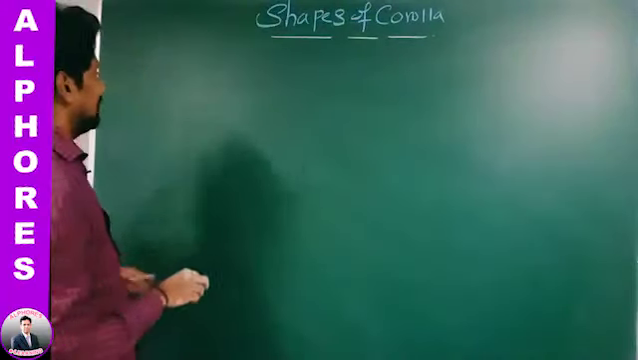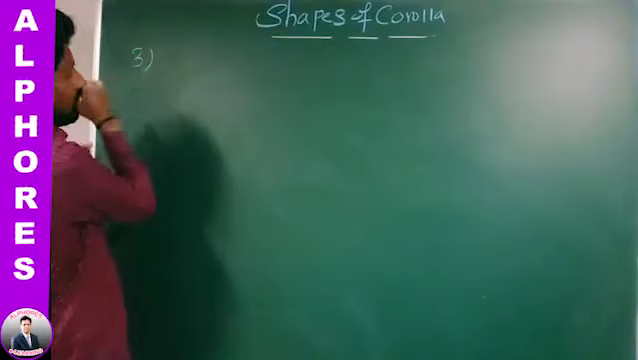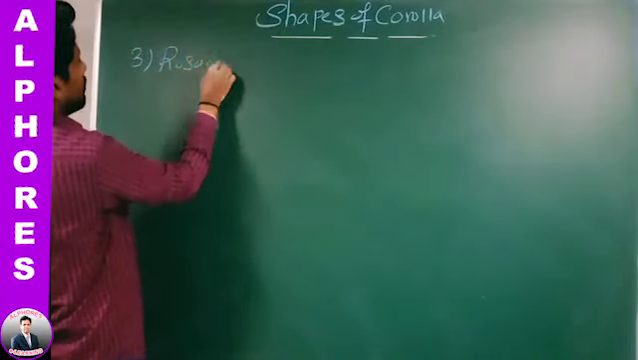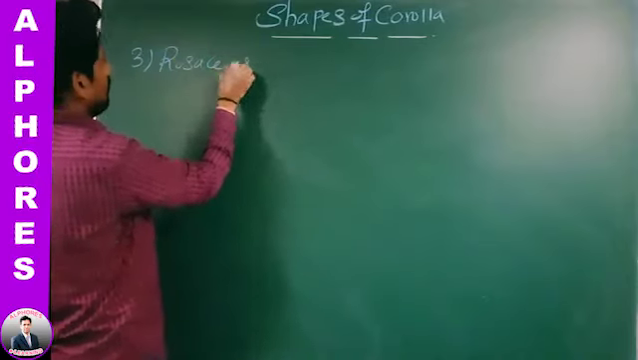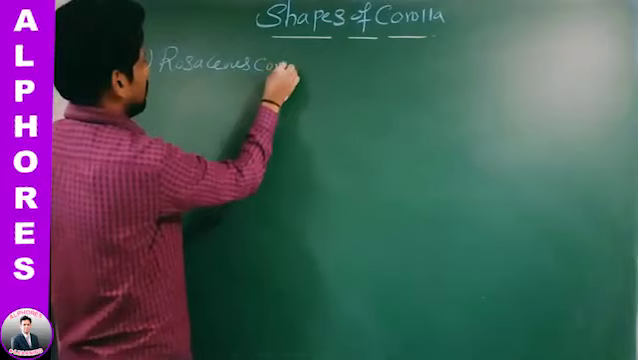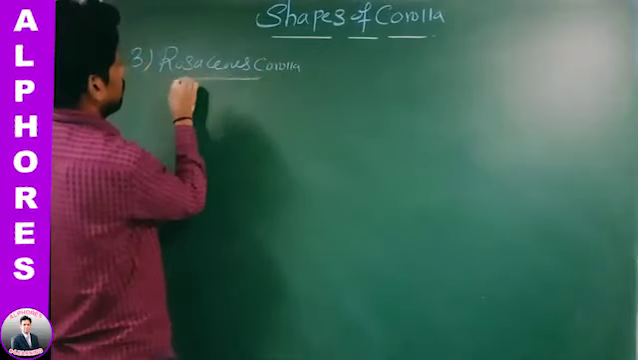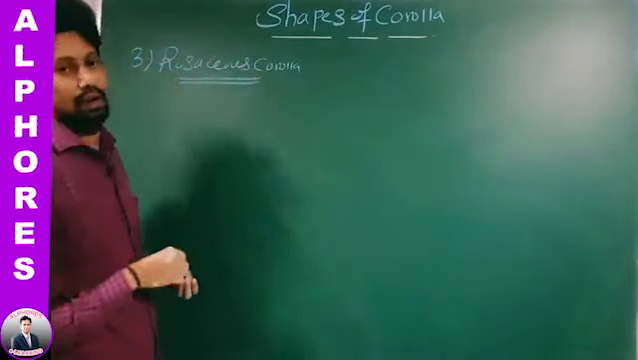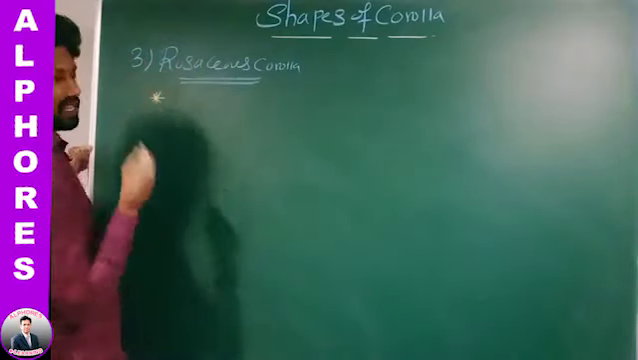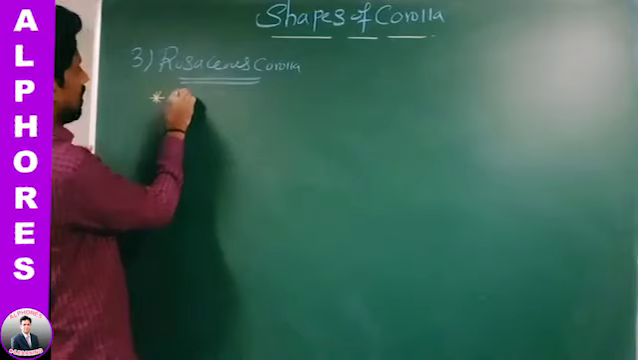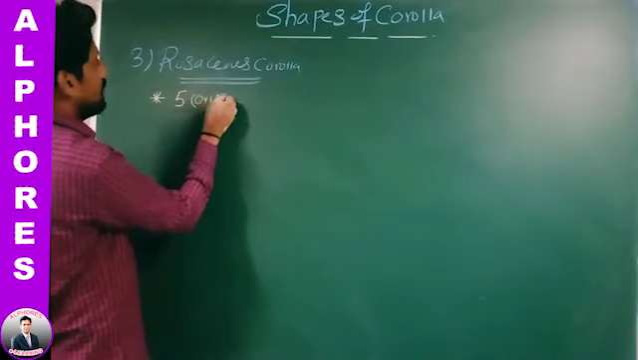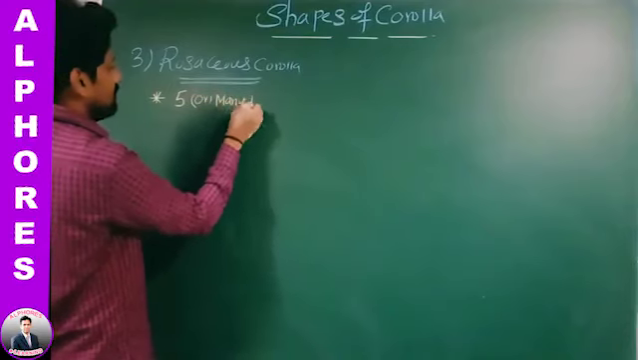Go for the third one. We are discussing shapes of corolla. Rosaceous corolla. Here also, how many petals are present? The number of petals may be 5 or many. Therefore, 5 or many petals.